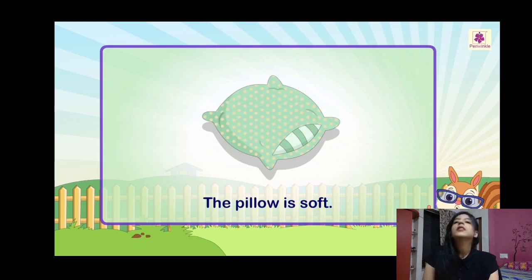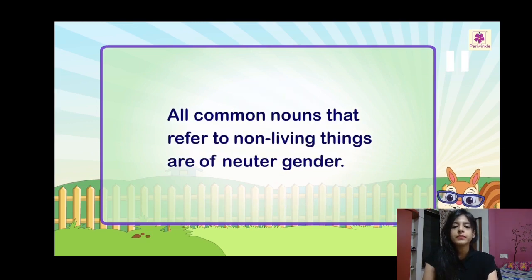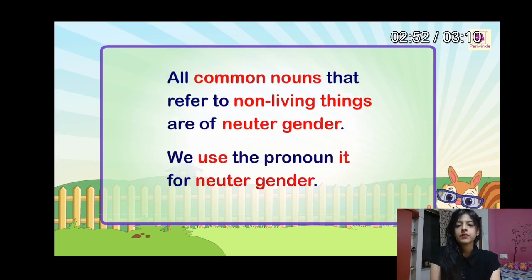For example, the pillow is soft. Here, pillow is the noun. But is pillow a male or a female? It is none of them. So pillow will be a neuter gender. All common nouns that refer to non-living things, which are not living, which are things, are of neuter gender. So non-living things are not male or female, right? So automatically they will be neuter gender.